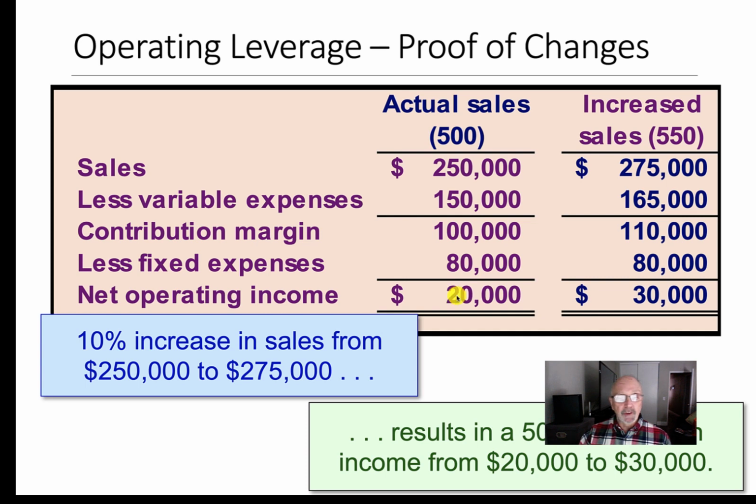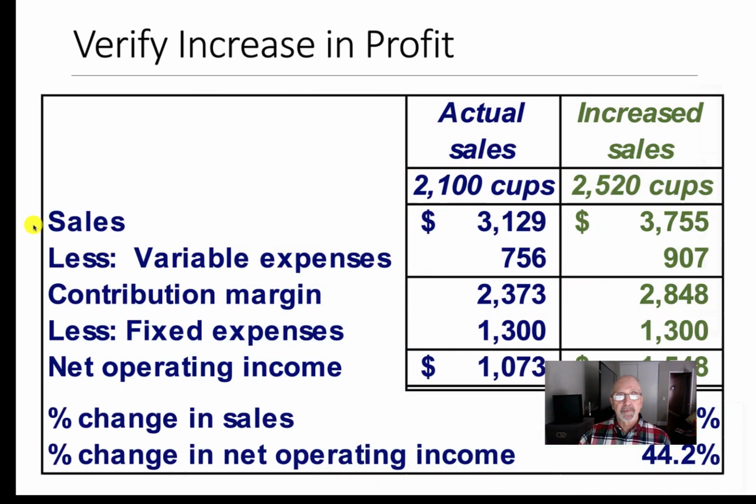But what's the increase in net operating income? 50%, from 20 to 30, because we have an operating leverage of 5. So increased sales are 25.20. Contribution margin goes to 28.48, and then we have a $1,548 net operating income, 44% increase.